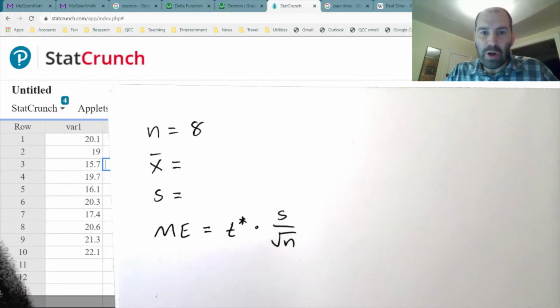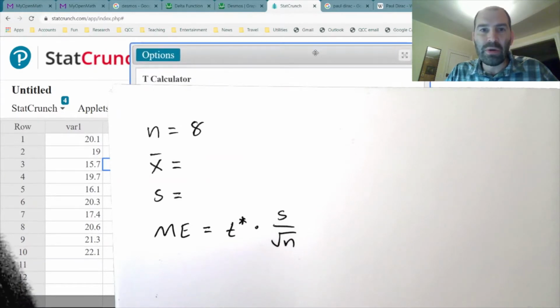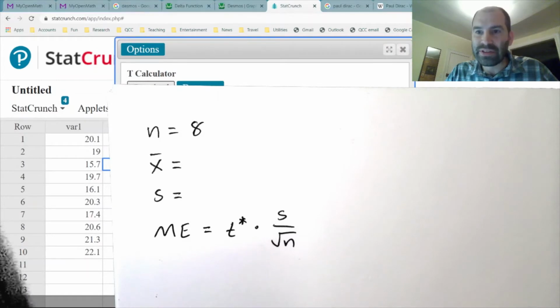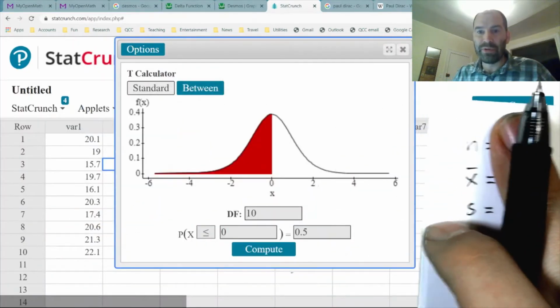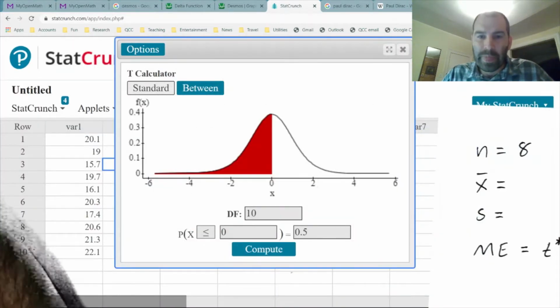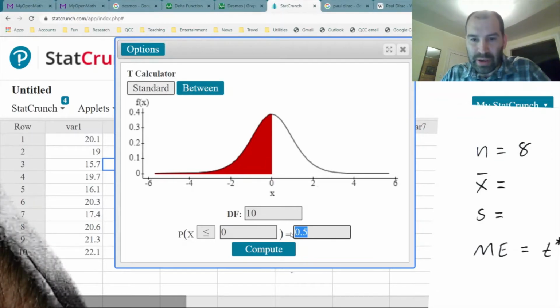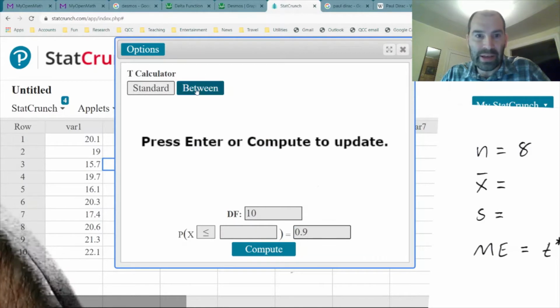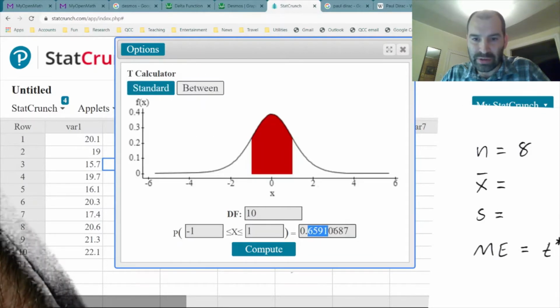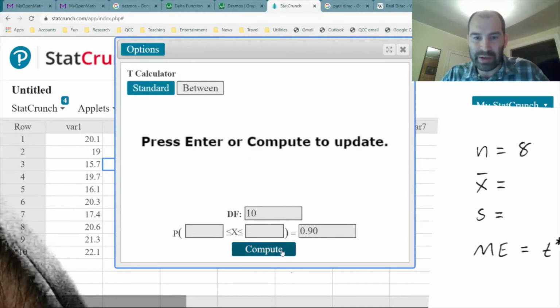So first of all, we can get our critical t-score without knowing anything else from the problem. All we need to know is that we're doing a 90% confidence interval. So the fact that it's 90% tells me that I have to put a 0.9 here, and I'm doing values between. Okay, so I should have hit between first. 0.9, okay? But I also need to know my degrees of freedom.